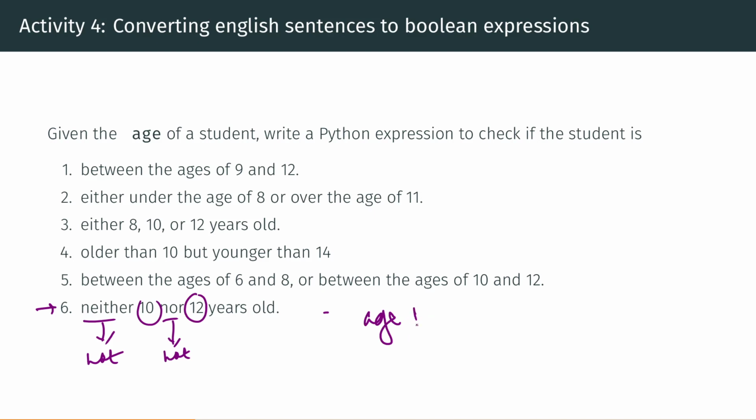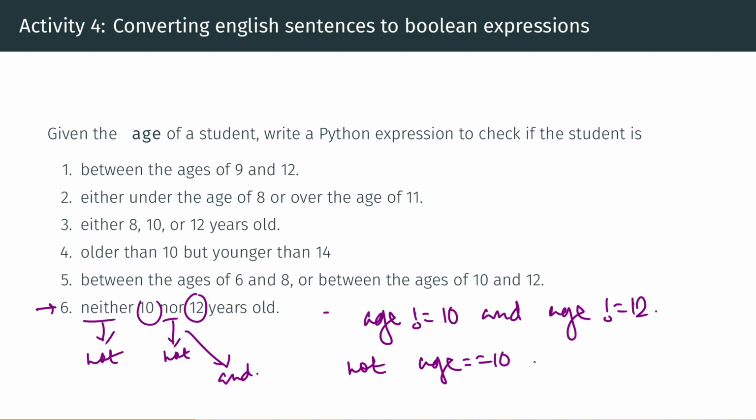So age not equals 10, and age not equals 12. Anything else is okay, but the age is not 10 and the age is not 12. So neither-nor can be an and. It can also be a not. How can it be a not? You could say not (age equals 10, or age equals 12).